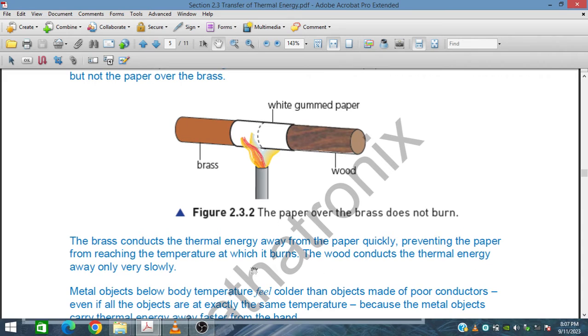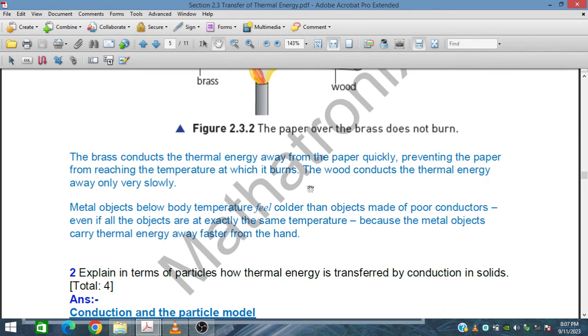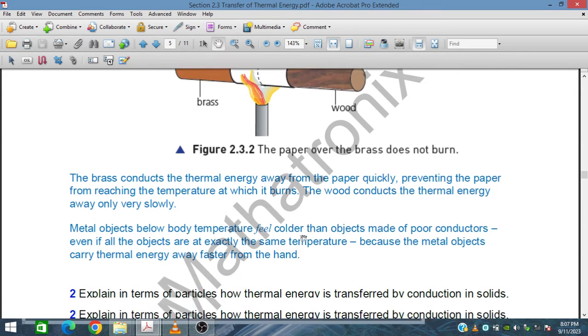The wood conducts the thermal energy away only very slowly. So its thermal conductivity is very low, and it does not take away the energy rapidly. So the energy accumulates, and it will scorch the paper on the wood side. A metal object below body temperature feels colder than an object made of poor conductors, even if all the objects are at exactly the same temperature, because the metal objects carry thermal energy away faster from the hand. So this is the reason. High thermal conductivity takes away the heat quickly and prevents this paper from burning or scorching.